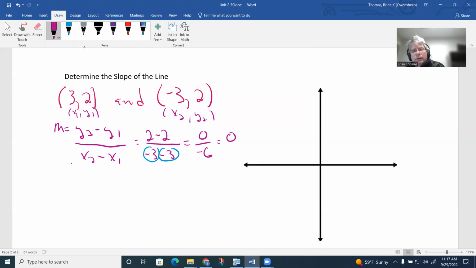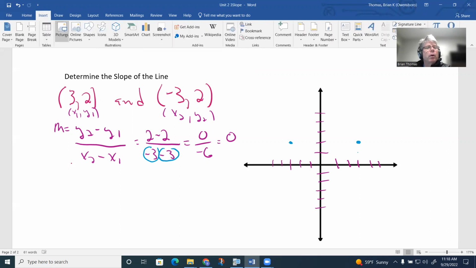So if we graph the line, 1, 2, 3, 4, 5. So notice how we have a 3, 2. So 3, 2 would be over here. And a negative 3, 2 would be over here on this other side. And it looks like we have a horizontal line.